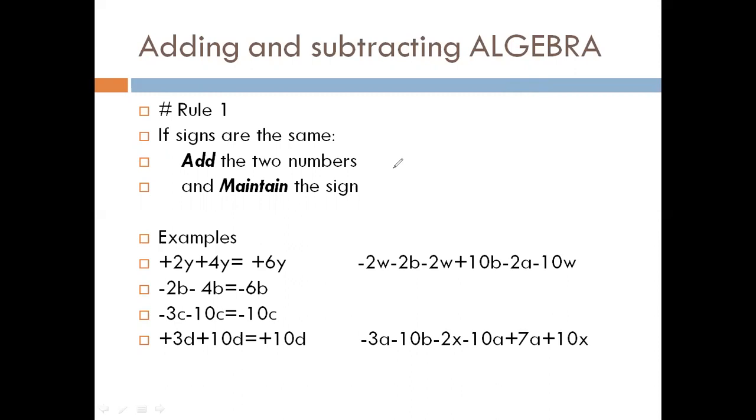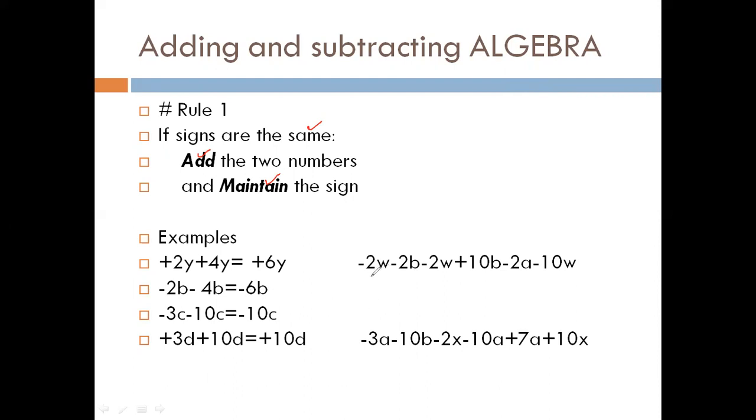So we are just building up on directed numbers. When the signs are the same, what do you do? You add the two numbers and maintain the sign. So let's try plus 2y plus 4y. What do you get? You get plus 6y. When the signs are the same, add the two numbers. Minus 2b minus 4b, the signs are the same. We add the two numbers, 2 plus 4, we get 6b, and we maintain the sign. So you can see this is very simple.